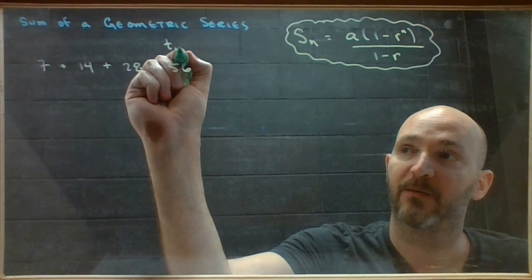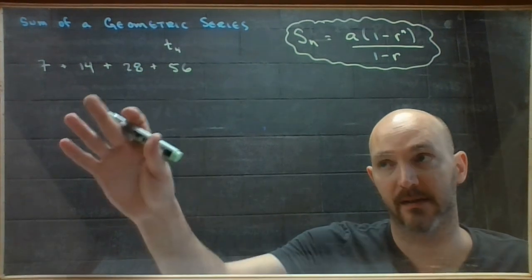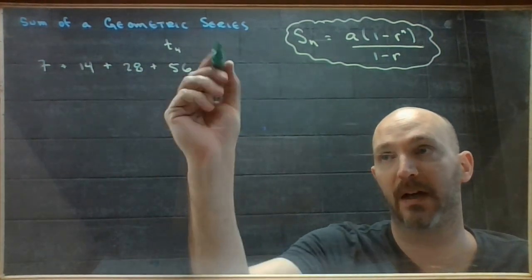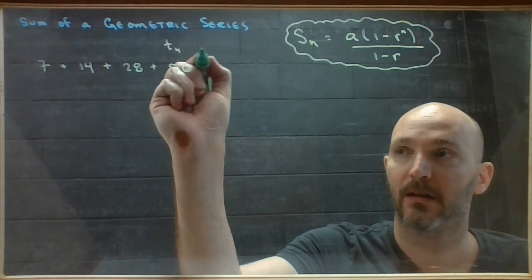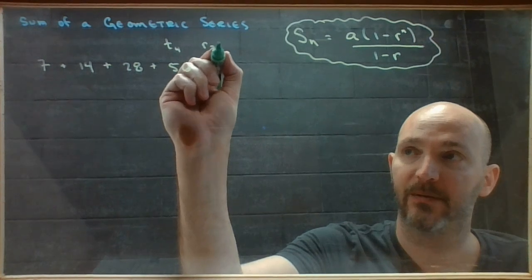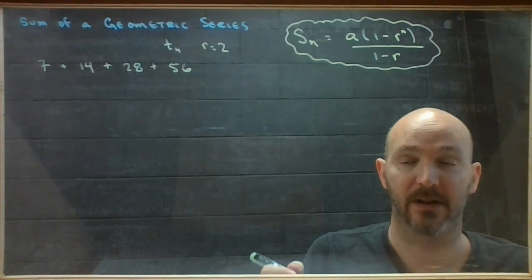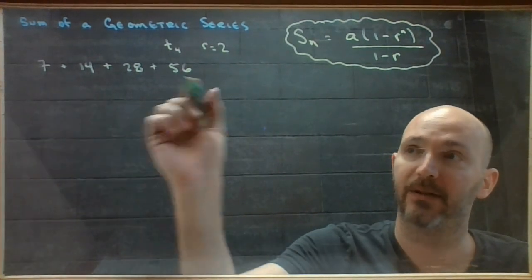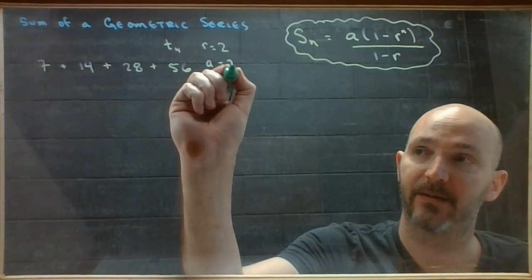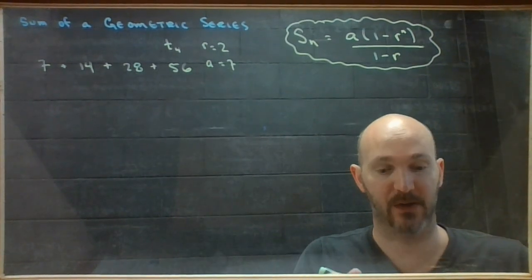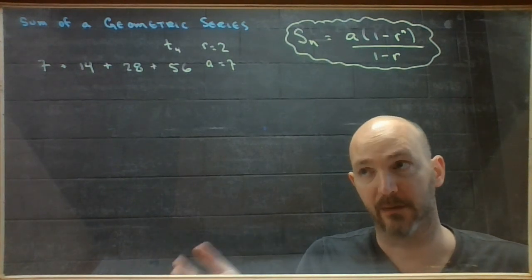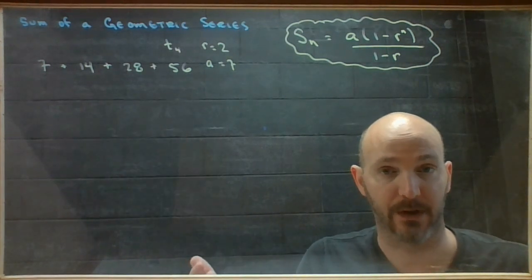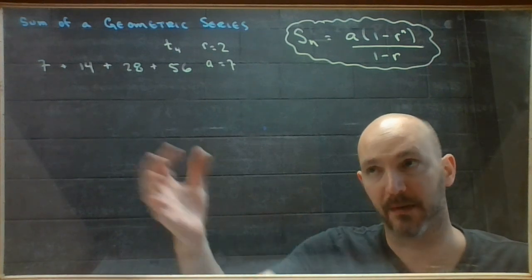That's term 4 in this series. So my n value is 4. The r value is 2 because I'm doubling each time. And the a value would be 7 because that was my first term. Now if I add these up manually, which I can do with 4 terms, I couldn't do it with 400 terms, but I could do it with 4.